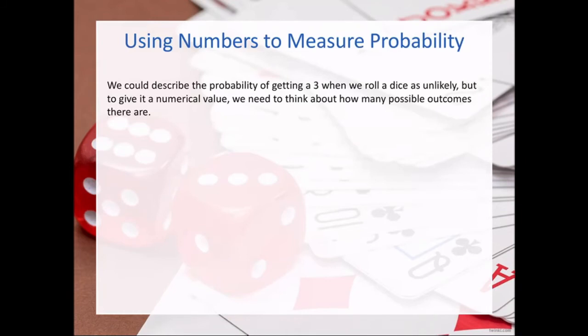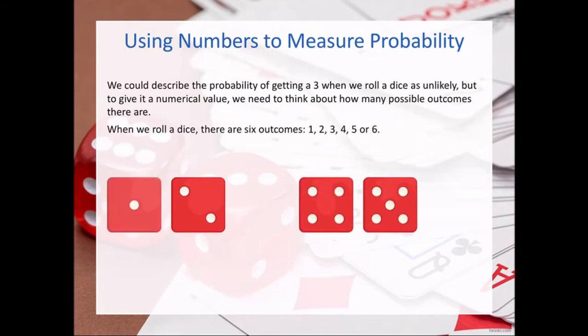So let's have a look at using numbers to measure probability. We can describe the probability of getting a 3 when we roll the dice as unlikely. Why would it be unlikely? Because there's one number 3 on a dice. So we have to try to give that a numerical value.